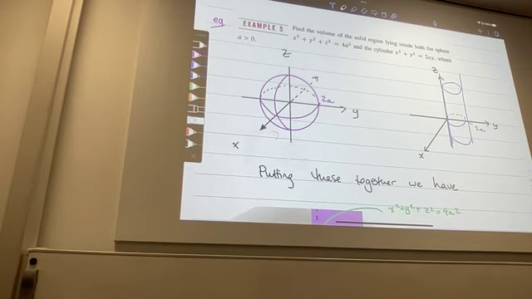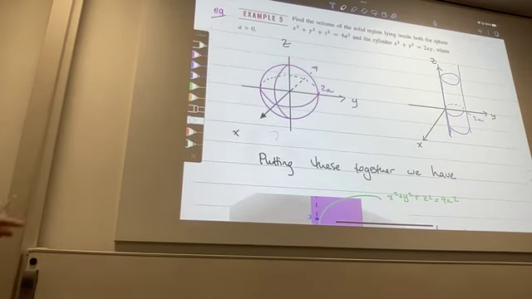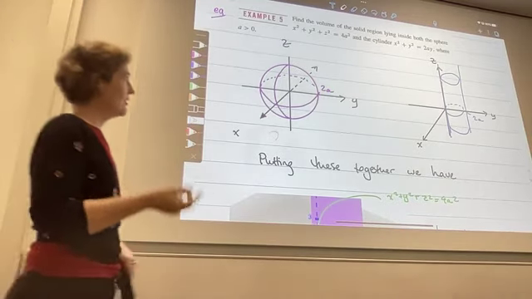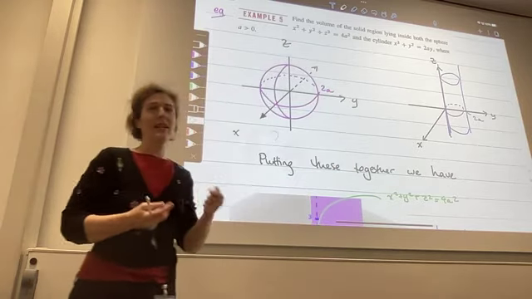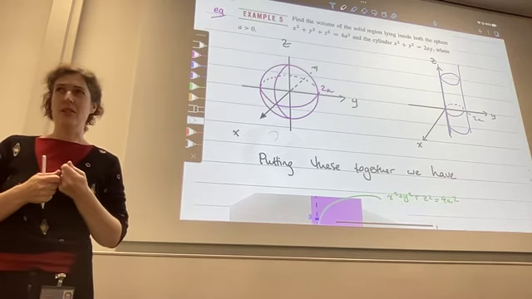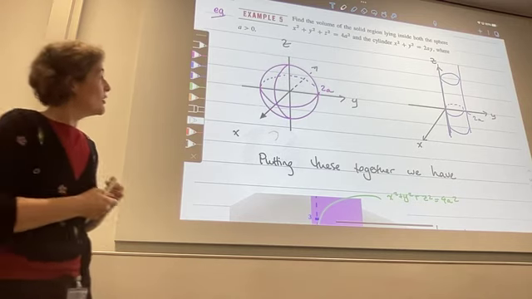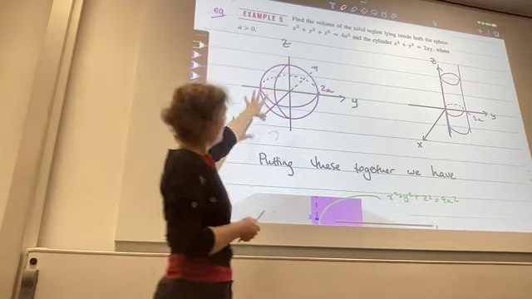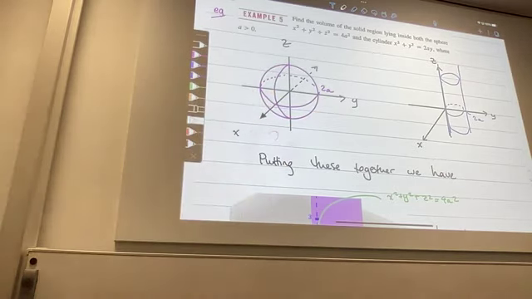This is an example that again, as you get a little more experience, as soon as you see things that are involving spheres or cylinders, things like that, your spidey sense will start to be saying to you, I really don't want to be working in Cartesian coordinates. Polar is going to make my life better. So what do we want to find? We want to find the volume of the solid region lying inside both this sphere and that cylinder. Okay, what does that look like?